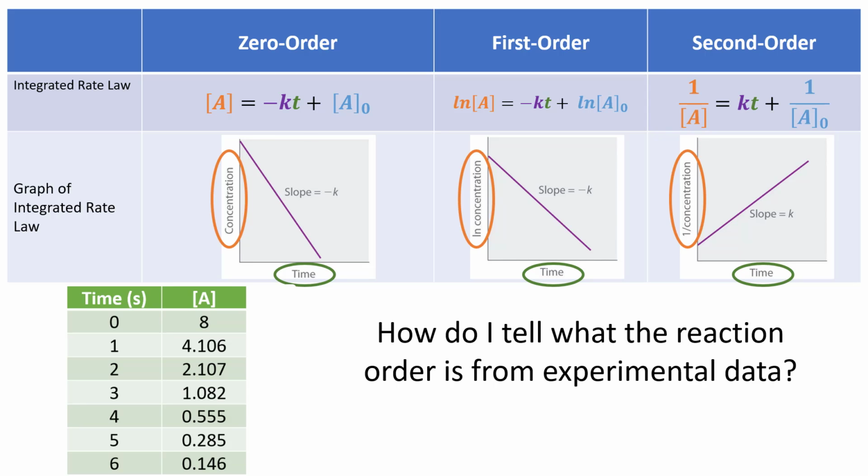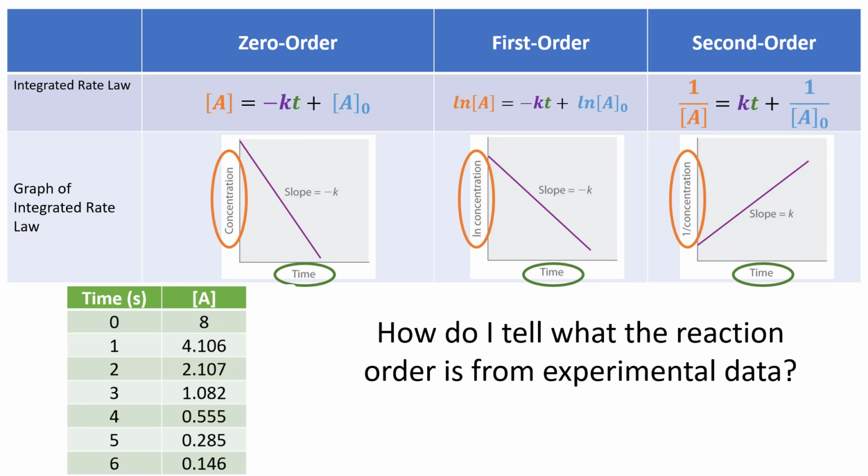And so how could we tell what the reaction order is from experimental data? That is a great question. So if we look on the left side of the slide, we can see some data. And so we are able to detect the concentration of the substance as a function of time. So as the time goes on, more and more of the substance is reacting or disappearing for some reason, either electrochemical or some other means.